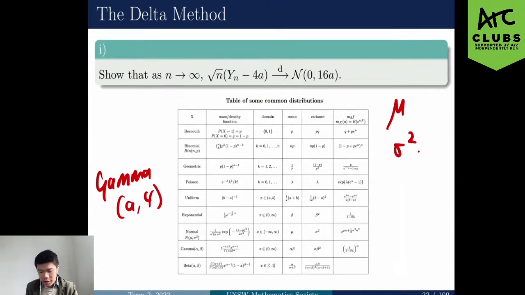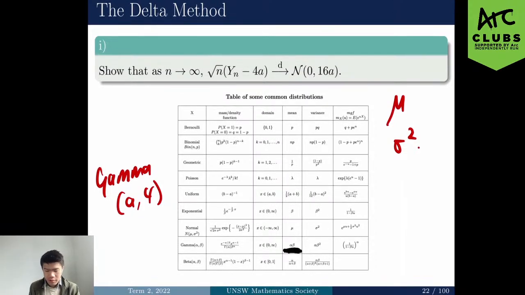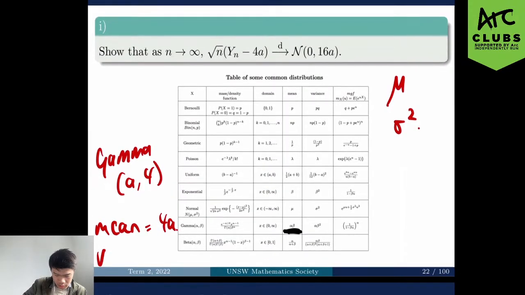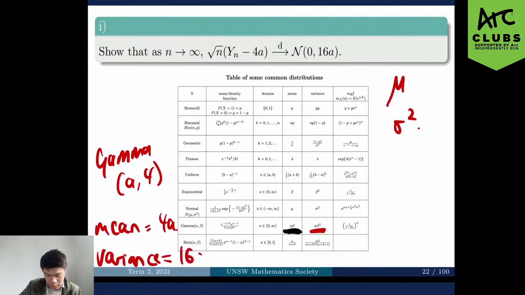And what we're basically doing is we're trying to find out its mean and its variance. So they've got a nice formula for us here. Alpha beta, that's the product of the two parameters. So our mean is going to be equal to 4a. What about variance? Same thing, they give us a nice table for it. It's going to be alpha beta squared, so a times 4 squared, which is equal to 16a.